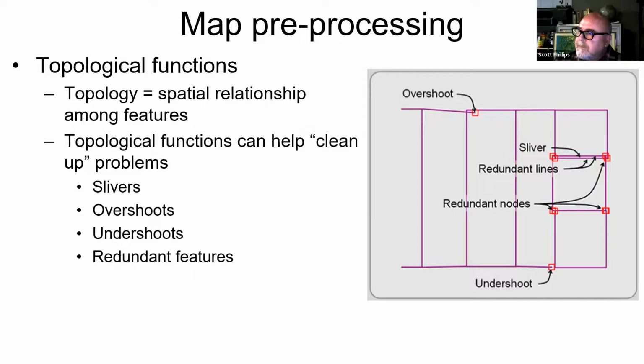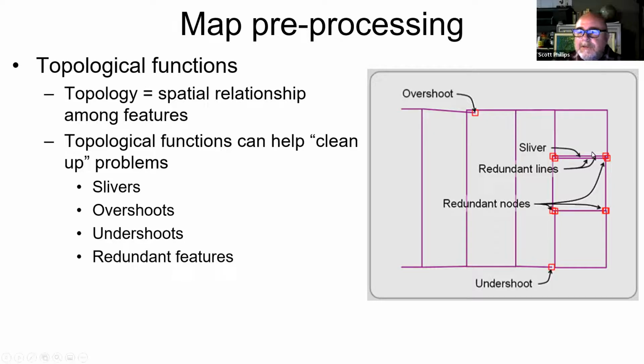And lastly, topological functions. Topology is a spatial relationship among features. How do they connect to each other? Do they overlap each other? Are they connected properly? And this relates to checking for errors as well. So this helps to clean up problems with your data.